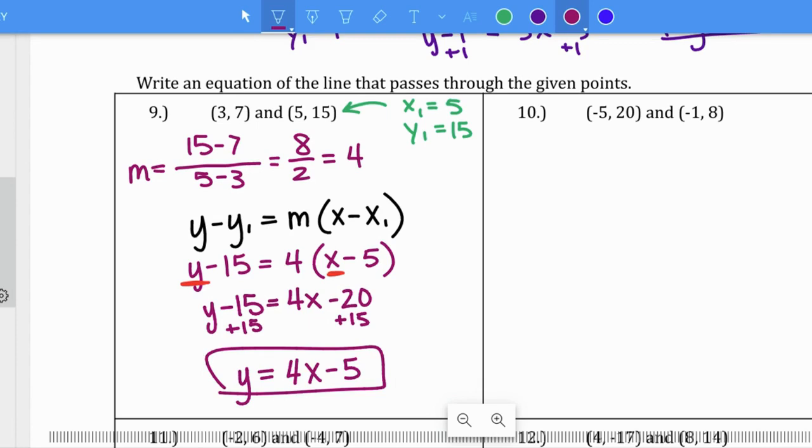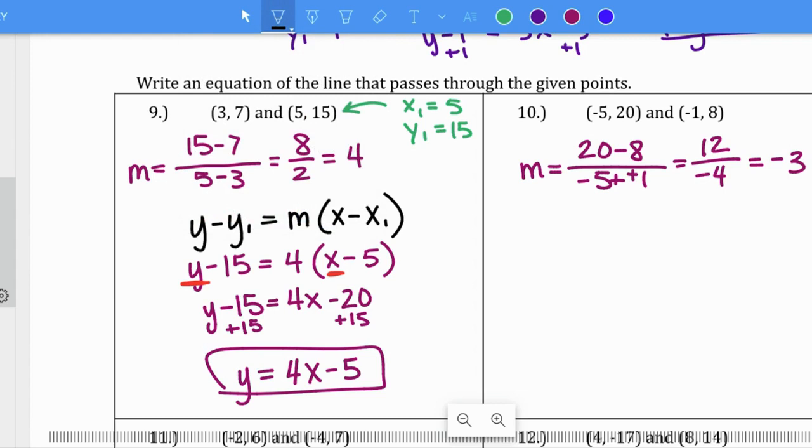Number 10, slope: 20 minus 8 and -5 minus a -1. Be careful about those negative signs. We get 12. Oh, this becomes a plus. It's like -4 to give me a slope of -3. It's always nice when it simplifies down to a whole number. Makes the rest of this a little bit easier.